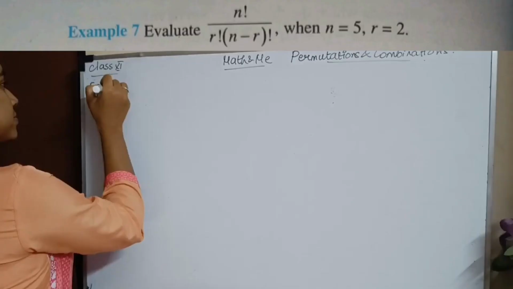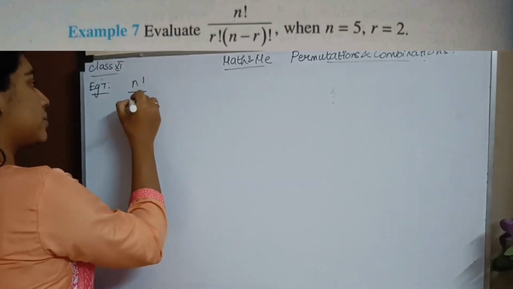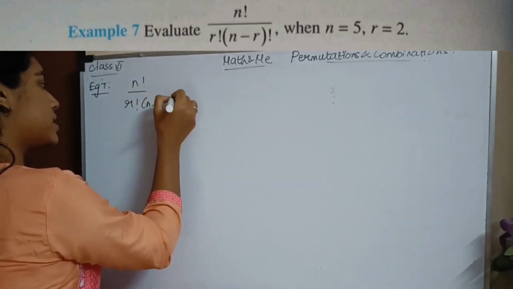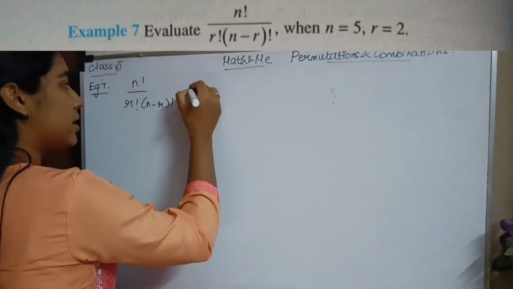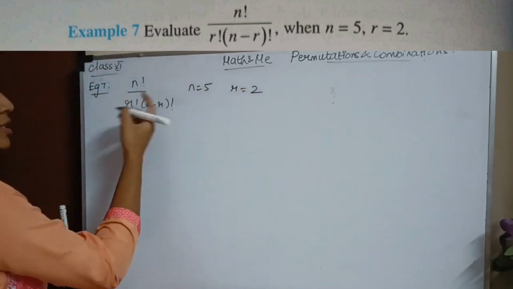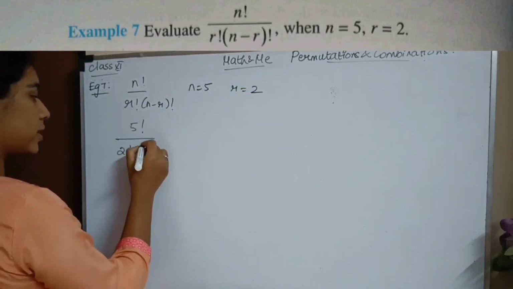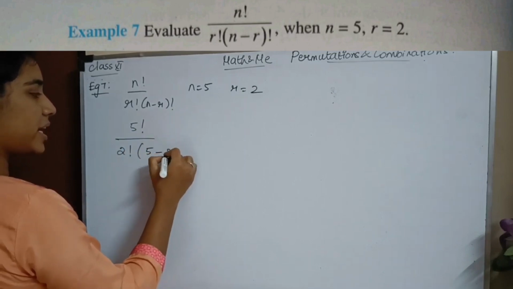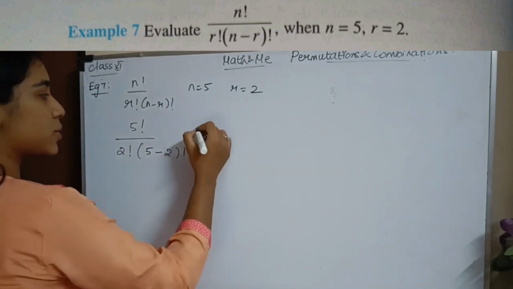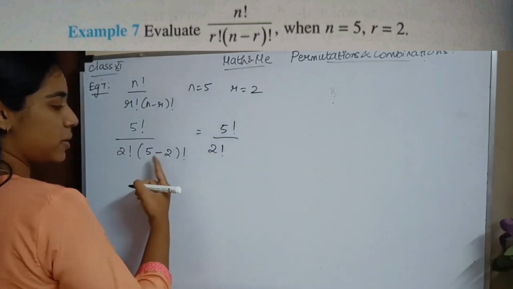Example 7. Evaluate n factorial divided by r factorial times n minus r factorial, where the value of n is 5 and r is 2. You simply have to substitute the values. So I have 5 factorial divided by 2 factorial times n minus r the whole factorial. So what will I have? 5 factorial divided by 2 factorial times 5 minus 2, which is 3.